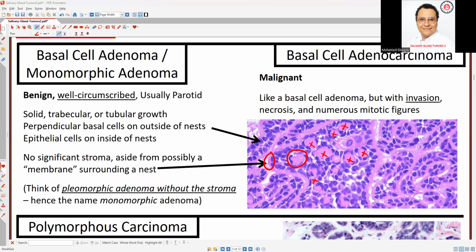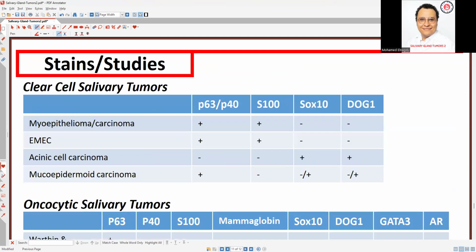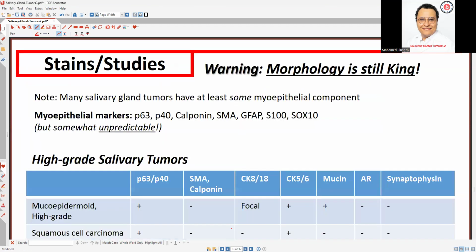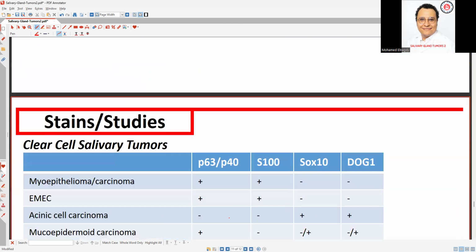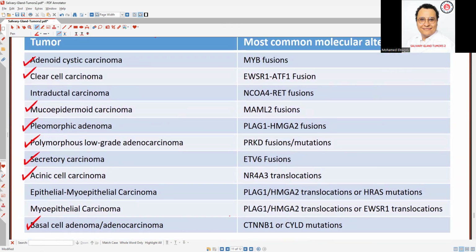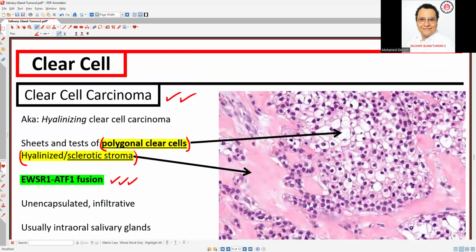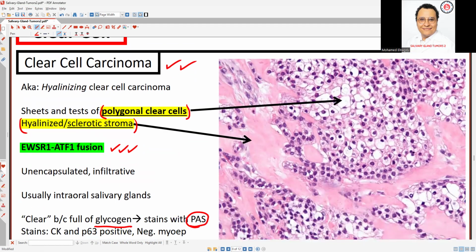I think it has CTNNB1 and cyclin D sometimes, but not always, not all the time. It shows cyclin D1 and beta catenin, CTNNB1. But rarely, you know, the most likely is the black one in the pleomorphic adenoma.